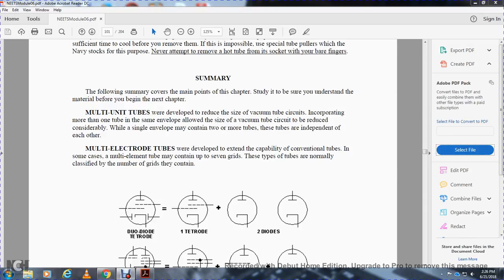In the chapter, multiple unit tubes were developed to reduce the size of vacuum tube circuits by incorporating more than one tube in the same envelope. This allows the size of the vacuum tube circuit to be reduced considerably, since a single envelope may contain two or more tubes that are independent of each other.